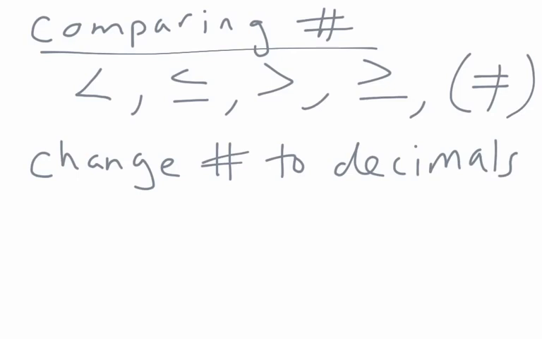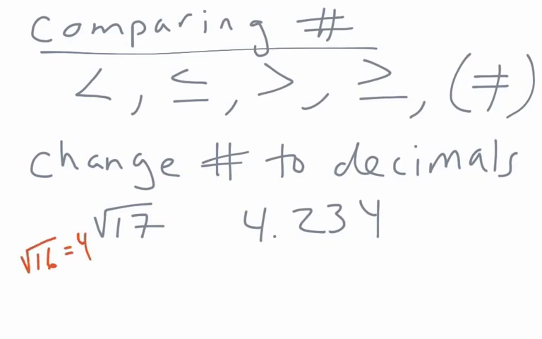So for example, if you had to compare the square root of 17 to 4.234. Let's talk about this for a moment. I'm going to do a little bit of scratch work here. The square root of 16, I hope you know, is 4. So it stands to reason that the square root of 17 is going to be a little bit greater than 4, because 17 is greater than 16, so the square root of 17 would be a little bit bigger than the square root of 16. Now, whether or not it's that much greater, we don't actually know.